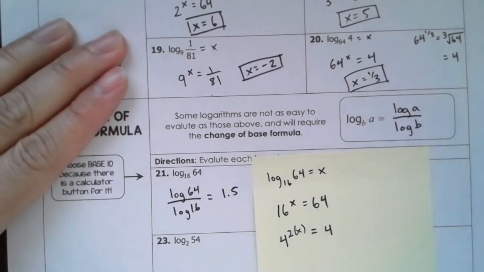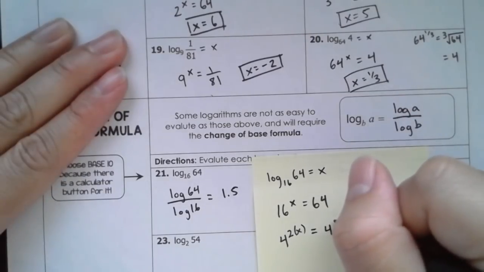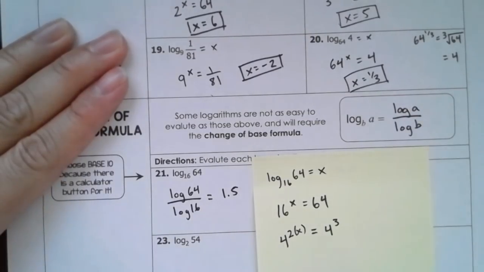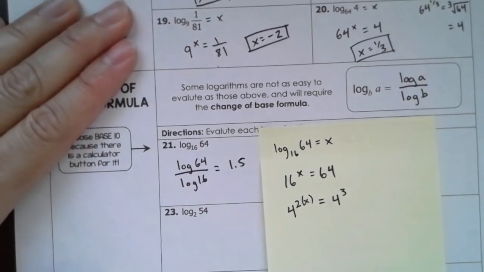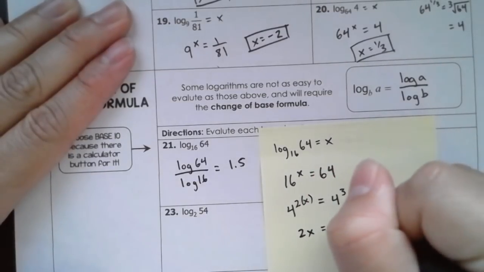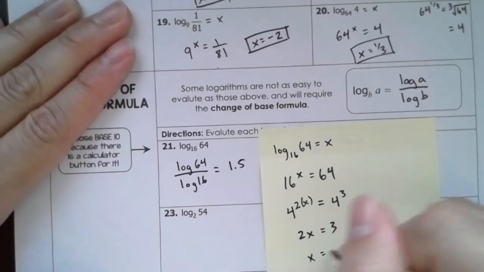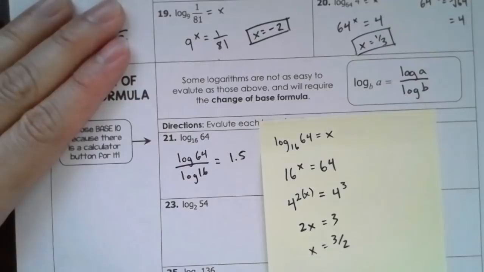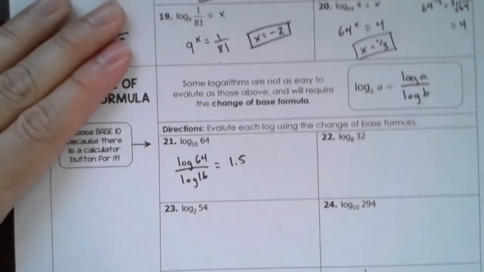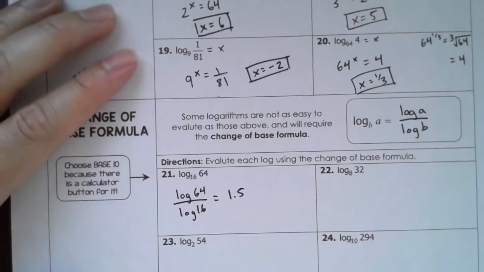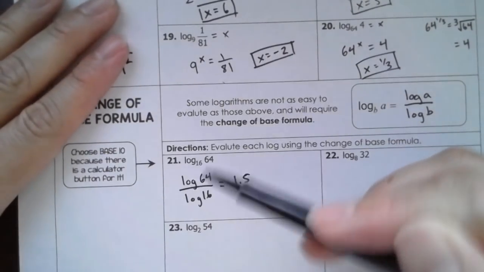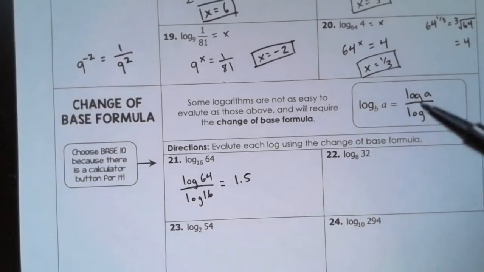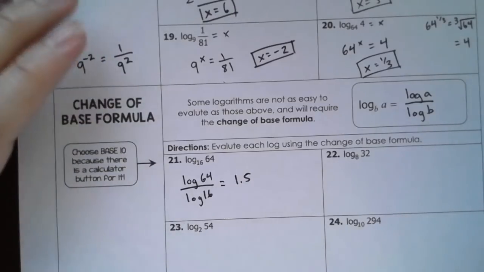I can rewrite 64 as 4 to the third. 4 to the third is 64. Now I have the common base. If these two are equal, my exponents have to be equal. So I have 2x is equal to 3, and I get that x is equal to 3 over 2, and 3 over 2 is equal to 1.5. So that's how the change of base formula works. Some of these are easy to show like I just did, but some of them you're going to need to use your calculator because it won't be that easy.